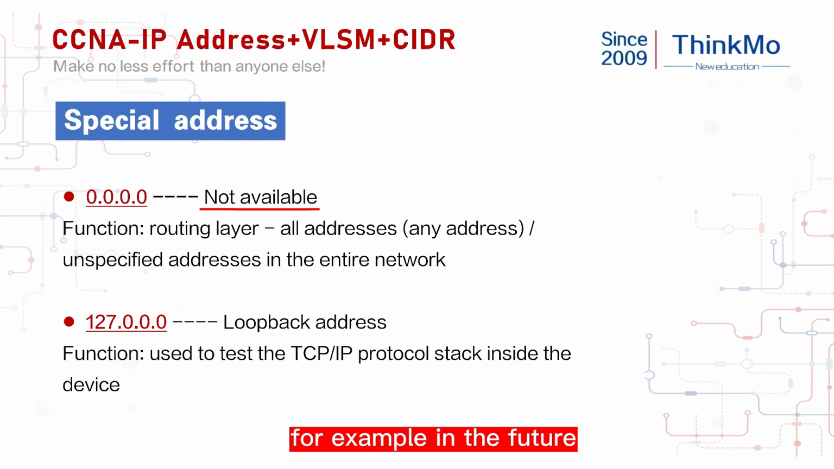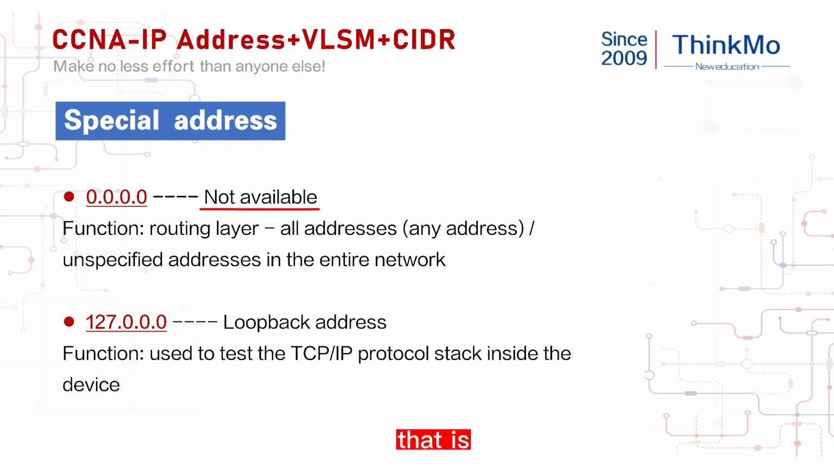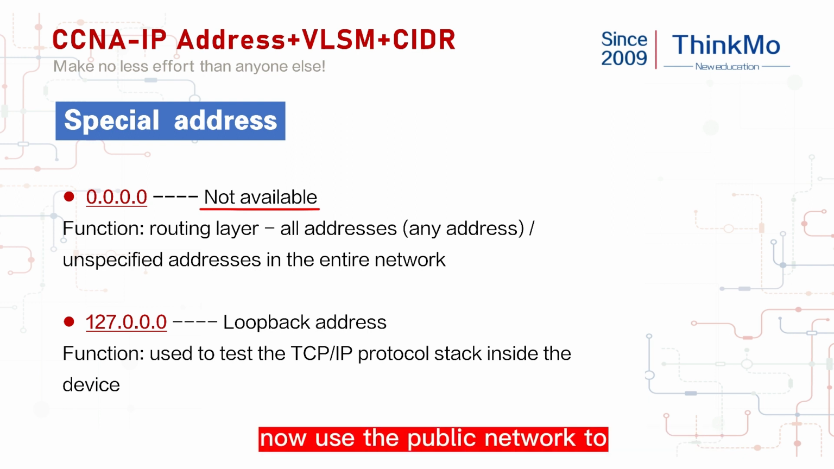For example, in the future you are going to access the internet. If you are going to visit various websites, then every URL you visit, the destinations are actually all different. Any business we visit is actually an internet business. It's the operator's business. As long as you are online, it is the operator's network. Then you just need to hand the traffic to it. It's just to help us forward. That is, you don't need to care where exactly you're visiting. As soon as you receive data, now use the public network to directly forward traffic to them. So for all this traffic, we can use 4 zeros to represent. That is to say, we use 4 zeros to replace all addresses on the entire network. It is also called a default route.